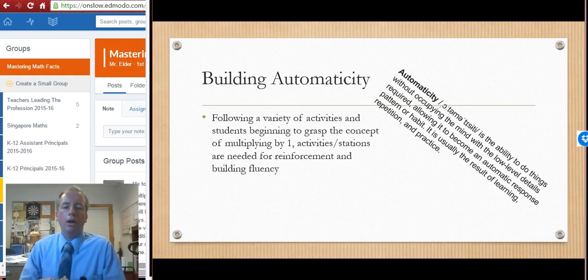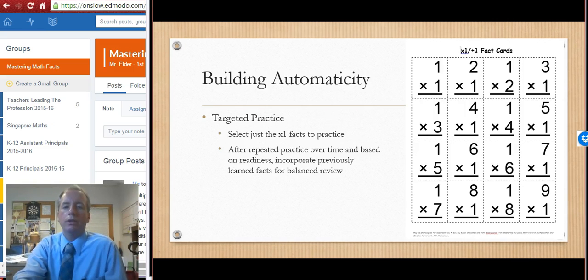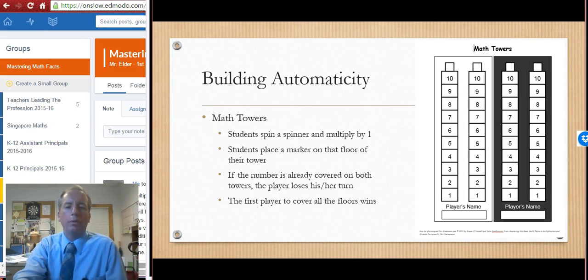Once we have the concept, we can move on to activities and stations. The danger is if we jump to activities and stations before we've had a chance to verbalize and draw pictures, the kids are going to make errors, and they're going to have misunderstandings in ways that we would rather they don't as teachers. So targeted practice is certainly good. Selecting just those times 1 facts. Again, this is out of the digital downloads. After repeated practice, we can certainly incorporate previous facts. We'll look at some of those in a minute.